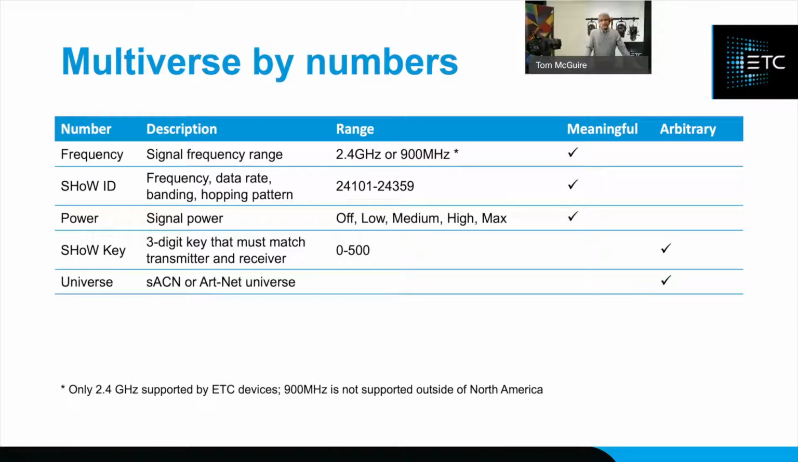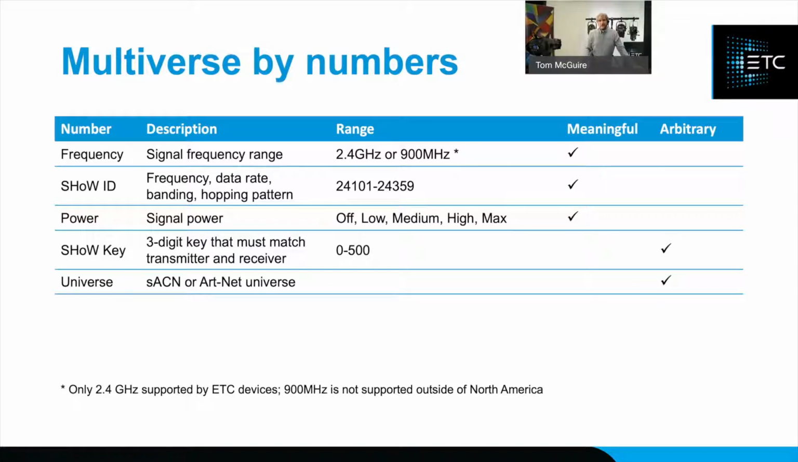So a few things about multiverse: we have the frequency, the show ID, and the power. All of these need to be set up for your system to work. For your frequency, we will only be supporting the 2.4 gigahertz range. That is the only range that's globally available. In North America, City Theatrical do support the 900 megahertz range, but we only have the 2.4 in our products, which makes it globally usable.